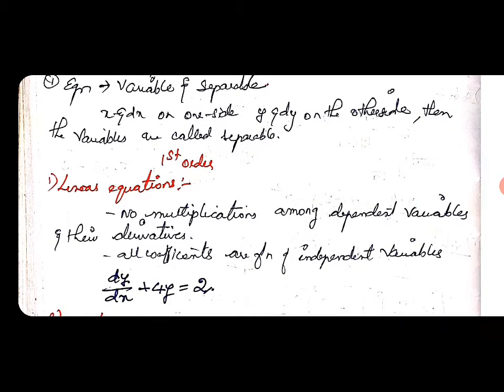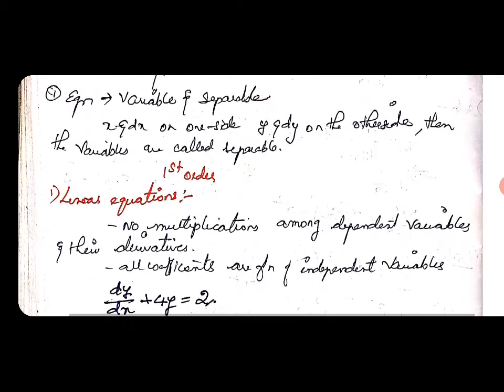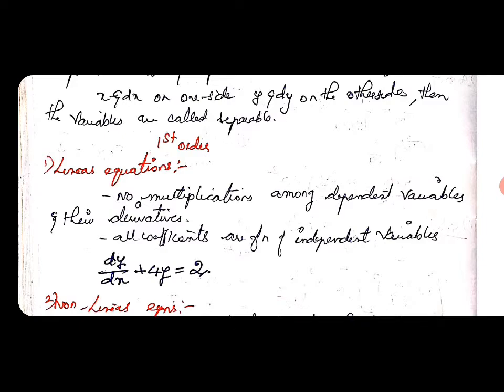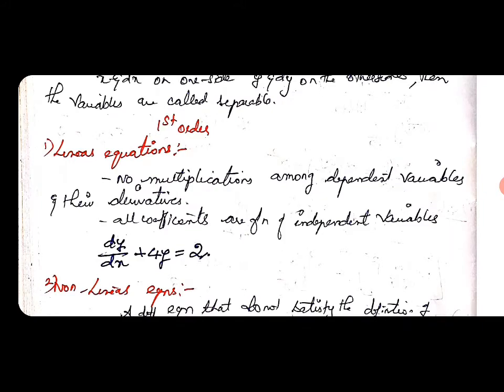Then the first order linear equations. What is a linear equation? In a linear equation, there is no multiplication among the dependent variable and its derivatives, and all the coefficients are functions of the independent variable. This is said to be a linear equation.